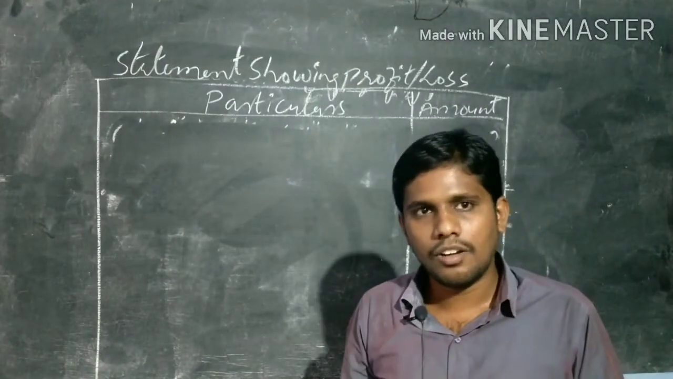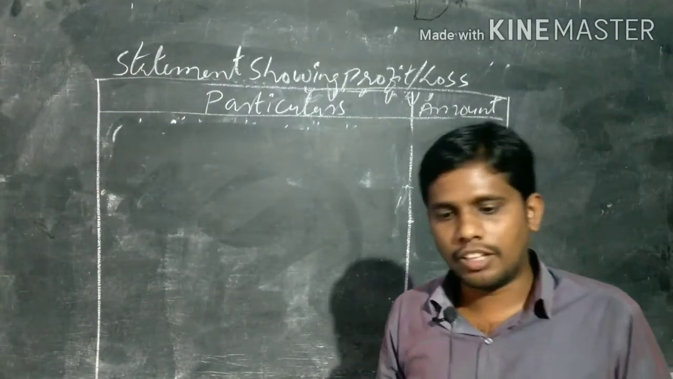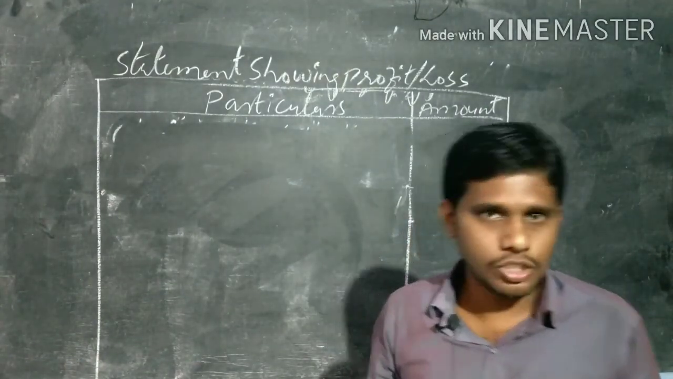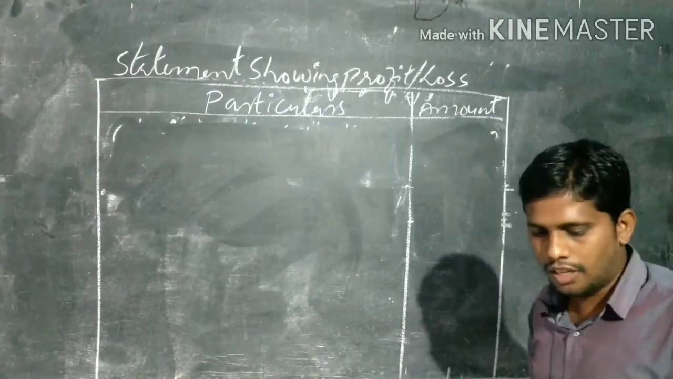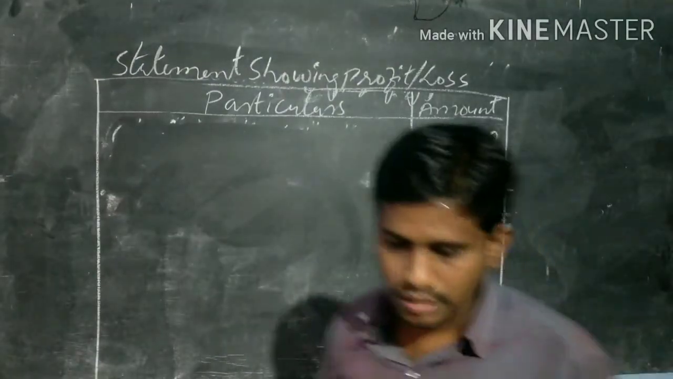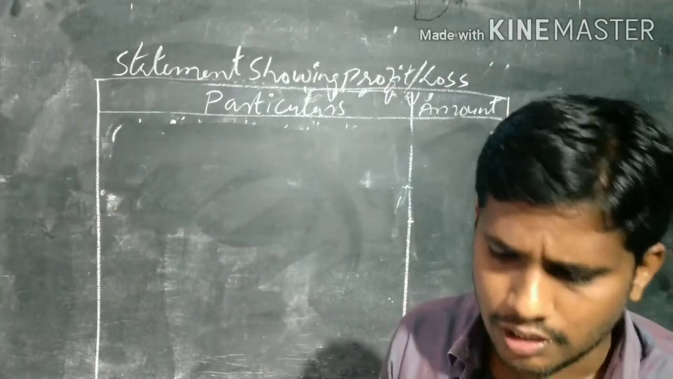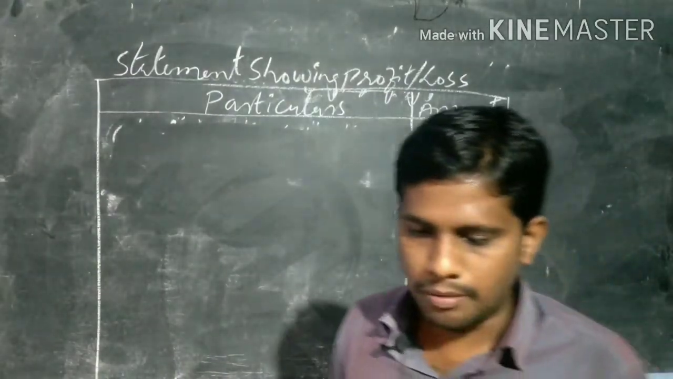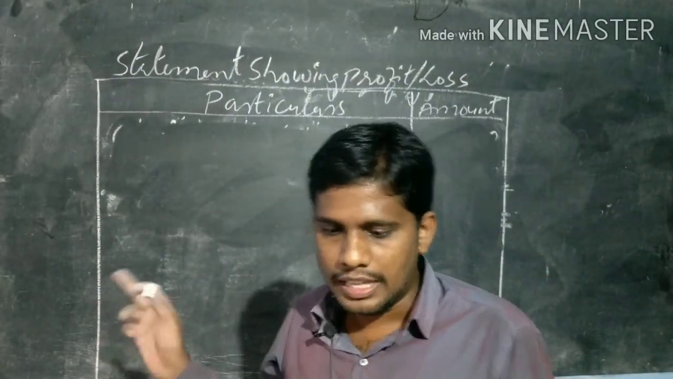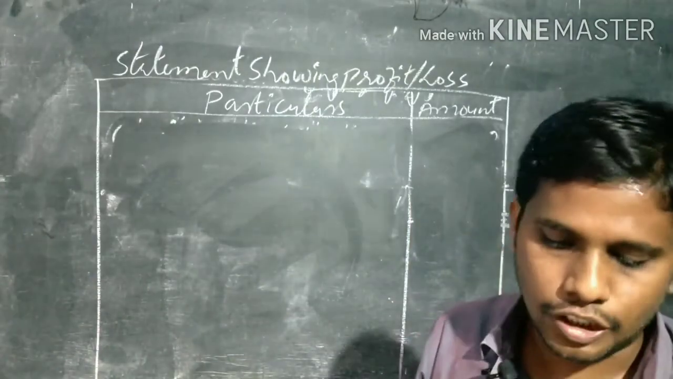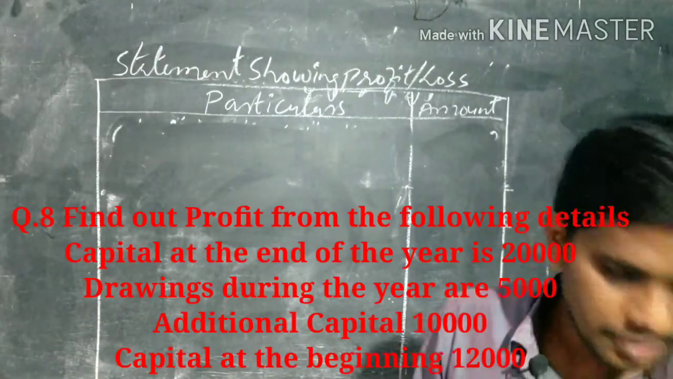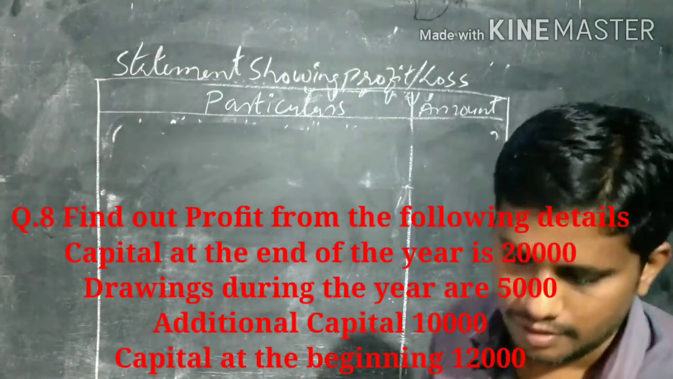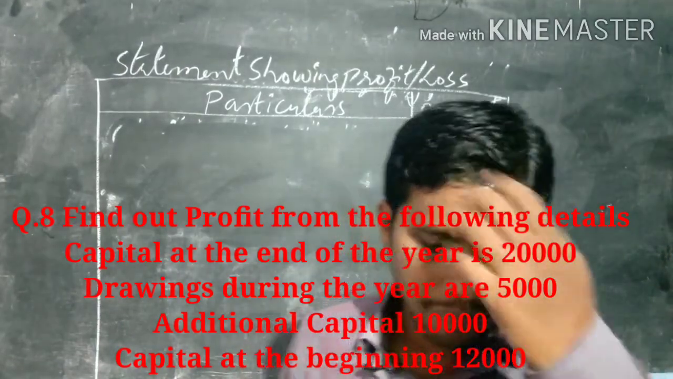From this chapter, for intermediate second year, we'll get 1 question for 2 marks and 1 question for 5 marks. So it is very important for 5 marks. All the information is given in the question. I will show you the 8th one. The 9th, 10th, 11th and 12th you can do as practice problems. So you see the 8th problem.